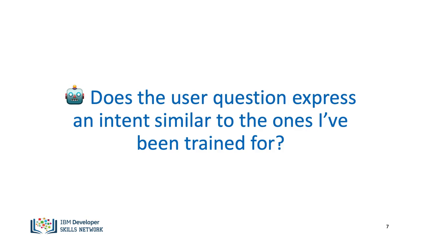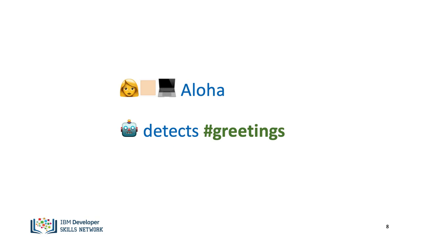Once Watson is trained on the intents we define, it will look at the user input and try to determine if any of the intents match the user request. For example, if the user were to say aloha, Watson would recognize that it's a greeting akin to the ones we've trained it on. Note that aloha was not one of the examples we gave it.